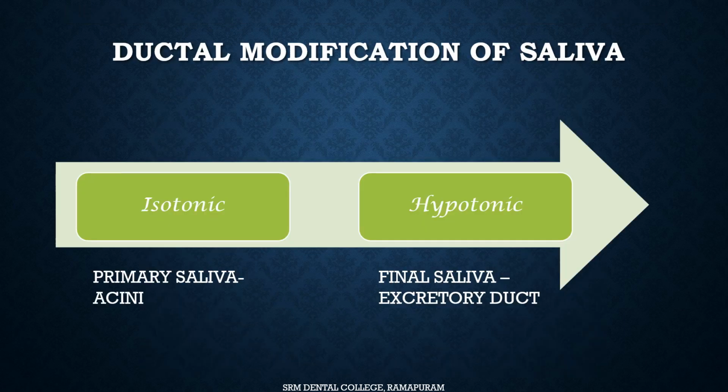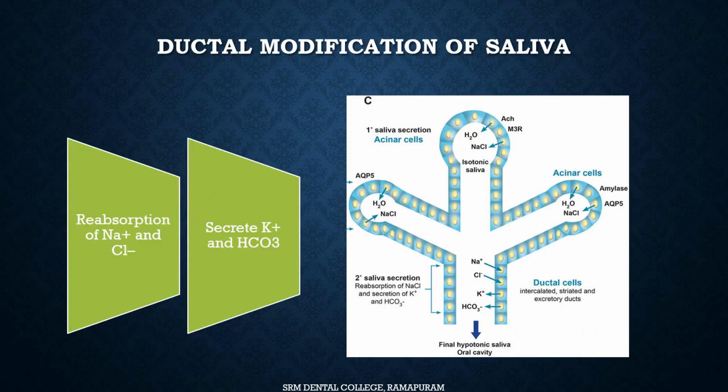So how is saliva modified by the ductal system? As I mentioned previously, the saliva that is produced from your acini is isotonic in nature, and the saliva that reaches the oral cavity is hypotonic. The saliva has to be changed from isotonic to hypotonic, and this change occurs via the ductal system. The saliva is modified from isotonic to hypotonic by the reabsorption of sodium and chloride ions and excretion of potassium and bicarbonate ions back into the saliva. This modification most commonly takes place in your striated as well as excretory ducts.